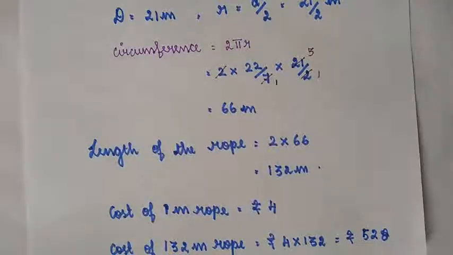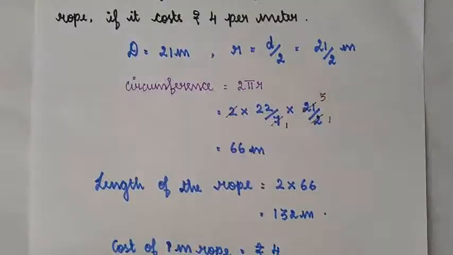This sum is over. Next we have to see the homework sums. Your homework is in exercise number 11.3: first sum, part C, that is 21 centimeter, and in the second sum, part C, that is radius equal to 5 centimeter. Okay, that's your homework. Okay, thank you students.